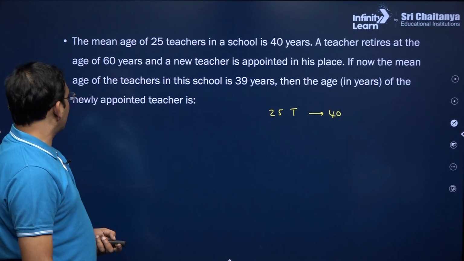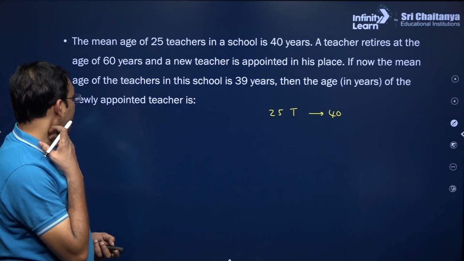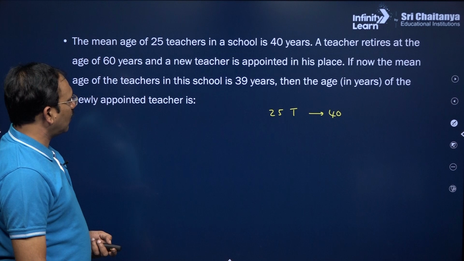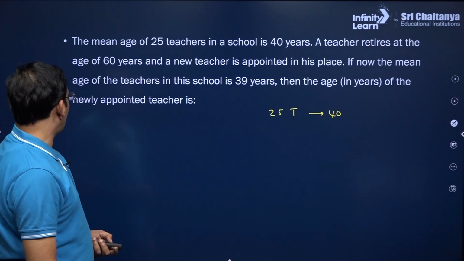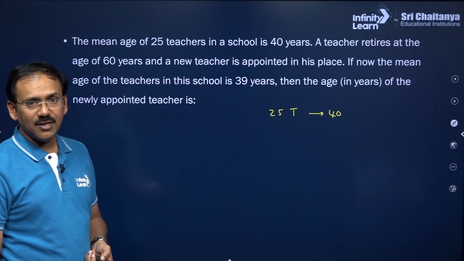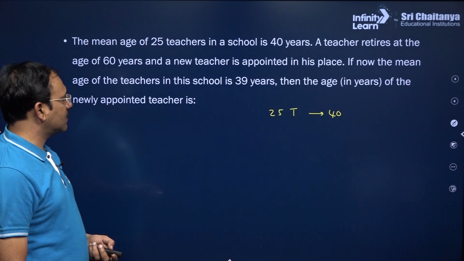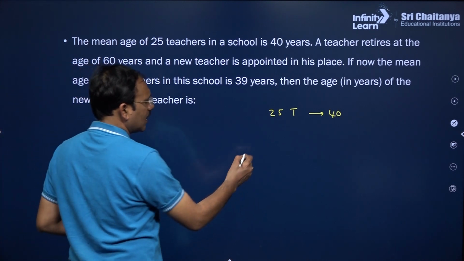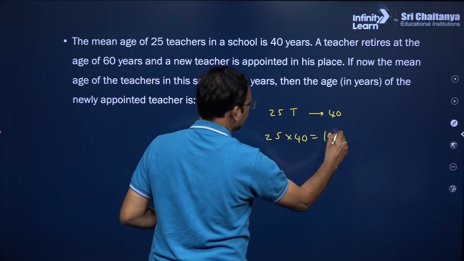Okay, if now the age of the retired teacher in the school is 39 years, and the mean age of the teachers in the school is 39 years, then what is the age of the newly appointed teacher? Right, my dear friends? So I can say, friends, actual total is 25 into 40, which is 1000.